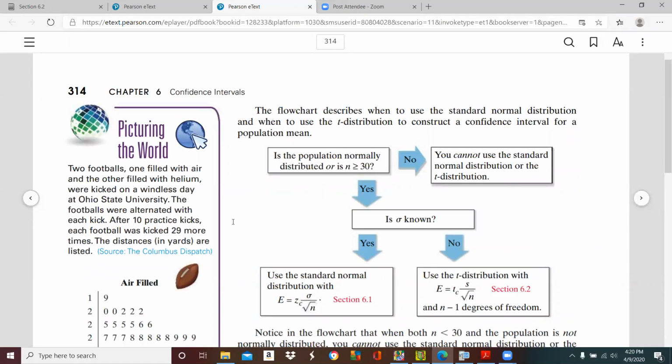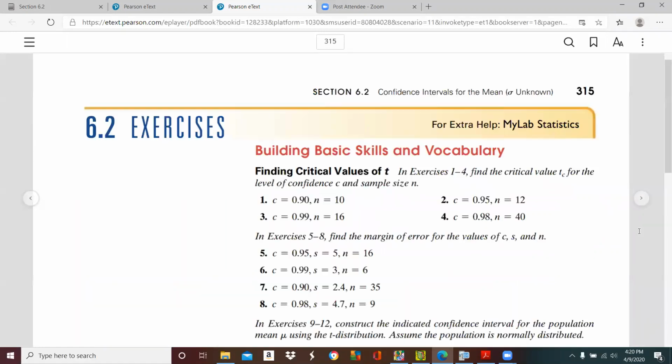But sometimes data is given to you. You're given a problem with data. I don't know if there's one here. No, there's not one here. So what we're going to now do is do some examples from the book. I think that's the best way for you to learn how to construct confidence intervals.